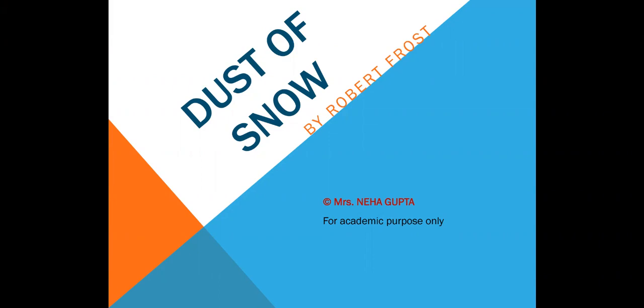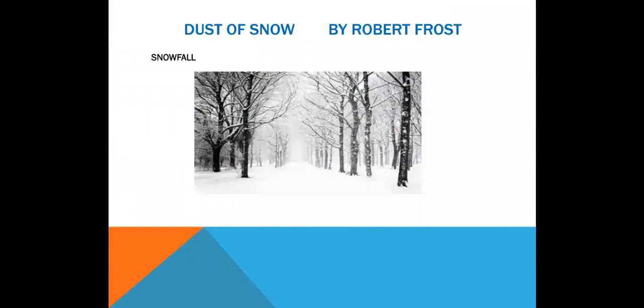Let's start with the poem, Dust of Snow. Before going into the detail, we should know what the title stands for. Dust means the tiny particles of something. And you must have observed during the snowfall, the snow is everywhere, on the branches of the trees, on the houses. If you're holding it in your hand, it seems to be dust. The tiny particles of snow seem to be like dust. Therefore, the poet is referring to dust of snow.